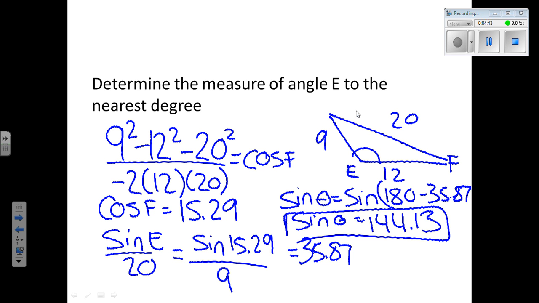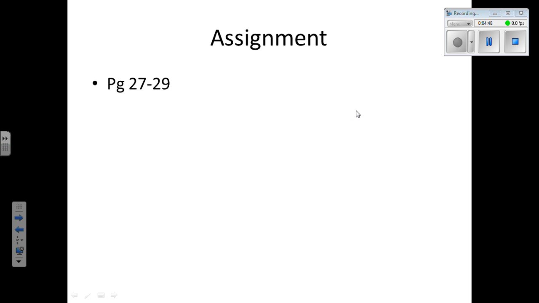My angle equals 144.13, which seems right because it is an obtuse angle. So your assignment is to do pages 27 to 29 today.